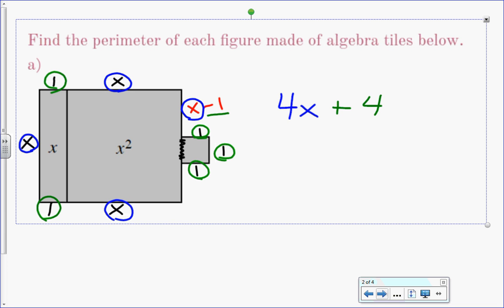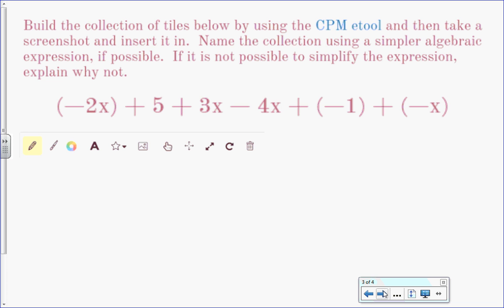Okay. The next type of problem, I think this is the one I got the most emails about, the most ones that I looked at that had incorrect answers. So first it says build the collection of tiles below by using the CPME tool, and then take a screenshot and insert it in. Name the collection using a simpler algebraic expression if possible. If not possible to simplify the expression, explain why not.